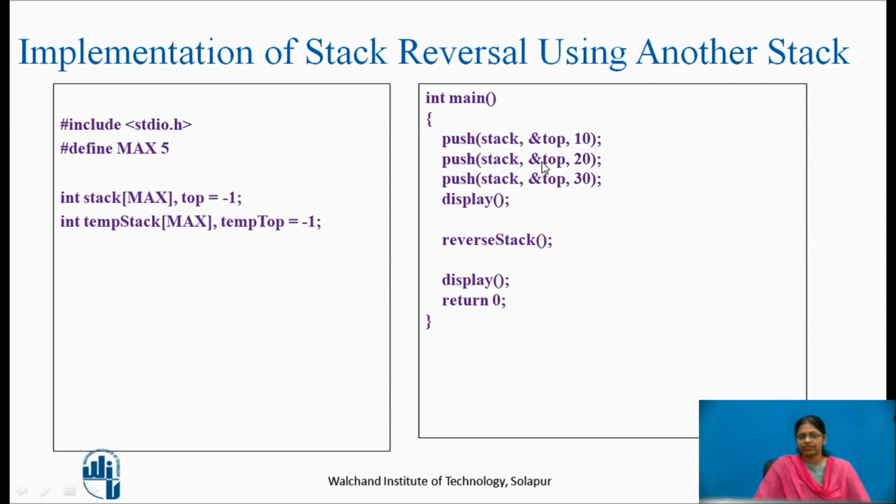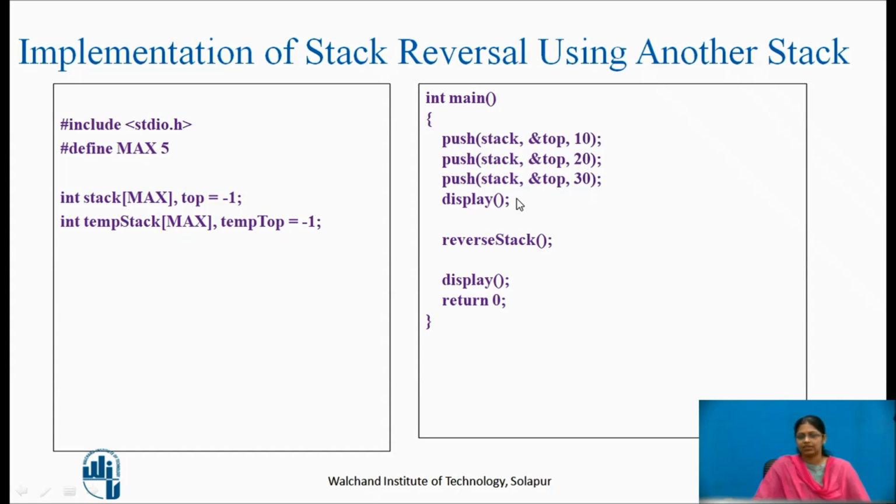In the main module, at the first 3 steps, we are trying to add the element, that is, we are trying to push 3 elements to the original stack. For that, the push function is accepting 3 parameters, that is the stack, that is the array, then the top position and the element to be added.